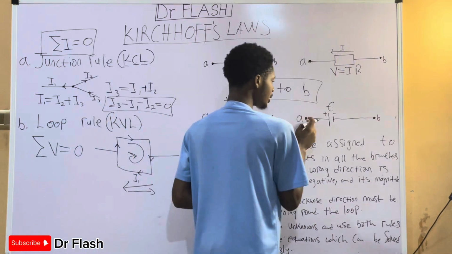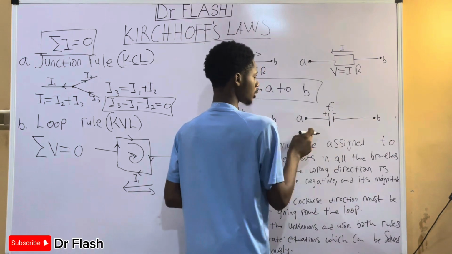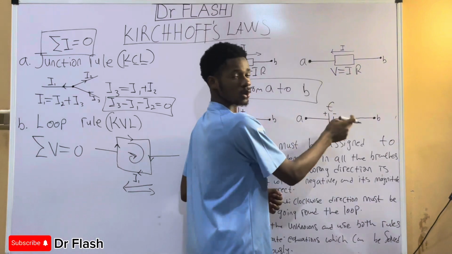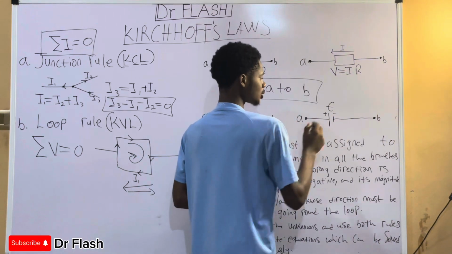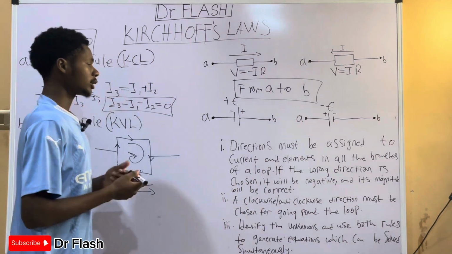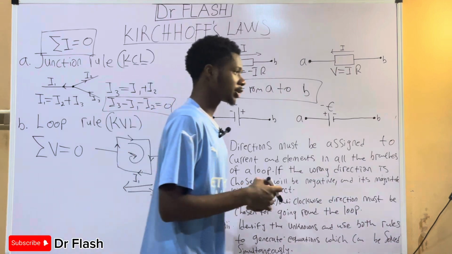Okay, now in this case, here is positive, here is negative. It means current is flowing in this direction. Okay, we're moving from A to B, which means we are moving from a positive to a negative. Okay, so that means we are going to have what now? A negative EMF. It is that easy. Okay, now in our next video, we'll be solving some series of problems on Kirchhoff's law.